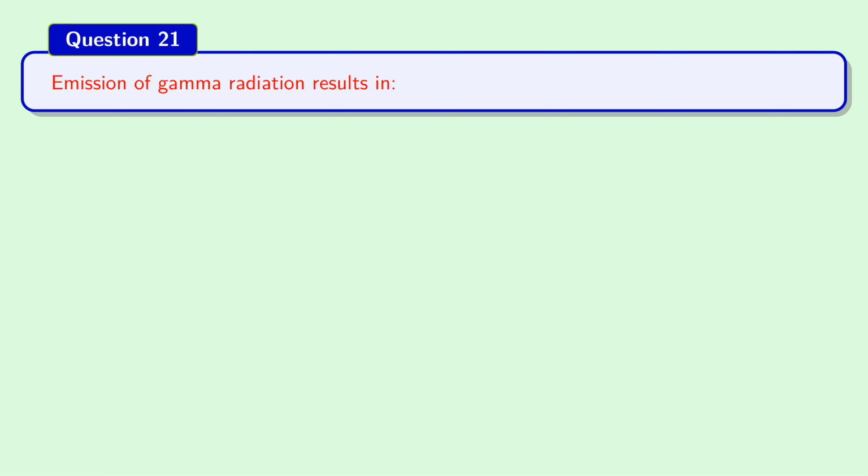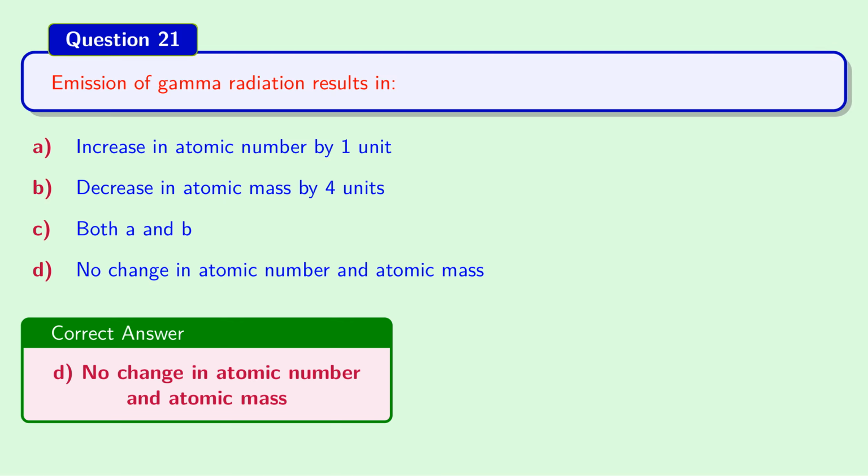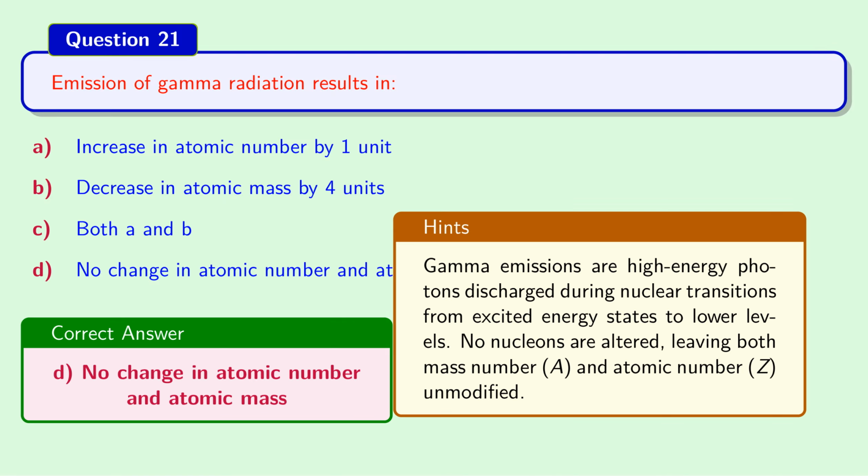Question 21. Emission of gamma radiation results in. Here, your options are displayed as A, increase in atomic number by 1 unit. B, decrease in atomic mass by 4 units. C, both A and B. D, no change in atomic number and atomic mass. Correct answer is option D, no change in atomic number and atomic mass. Quick tip for this question.